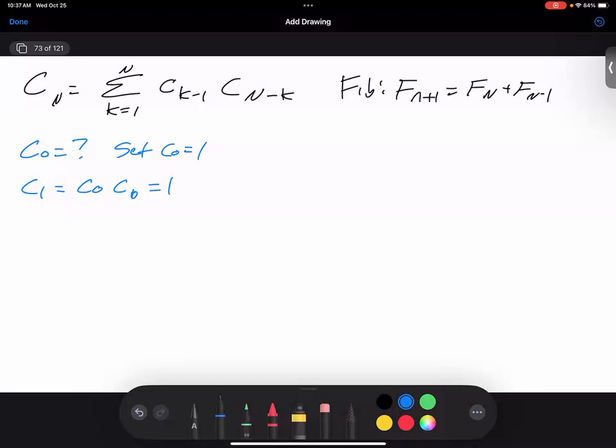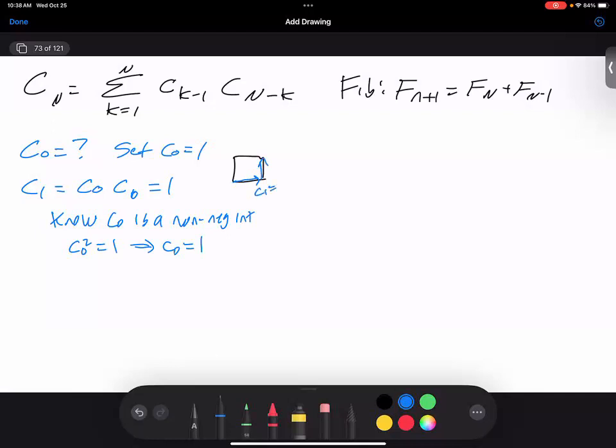It's the number of paths from (0,0) to (n,n). It's a non-negative integer. We know C0 is a non-negative integer. C0 squared equals 1, therefore C0 has to be 1. If you think about the special case of a grid with just one thing, there is only one path. So we know by direct computation that C1 does equal 1. Small values we can check.